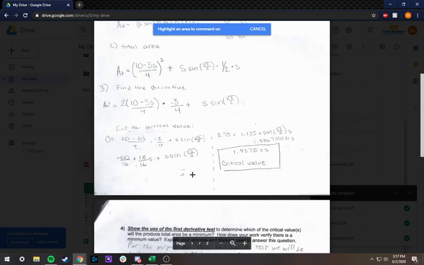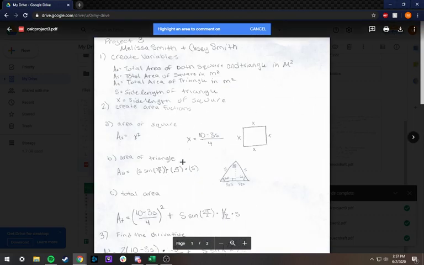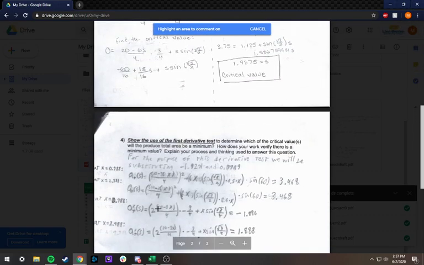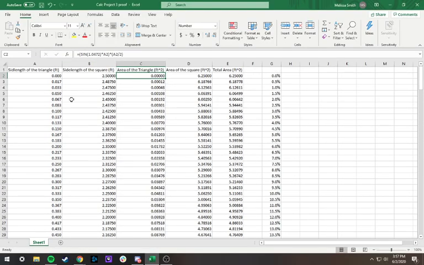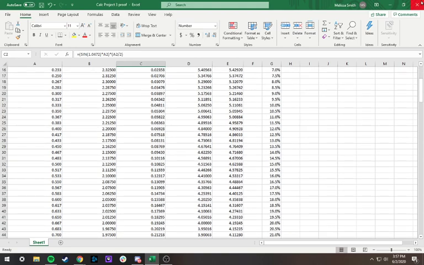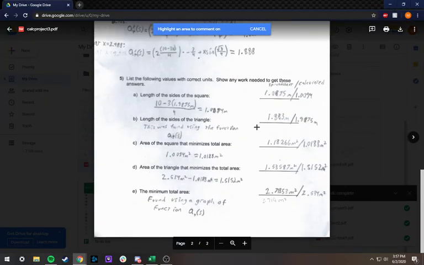And I'm pretty sure on the Excel sheet, the area is all marked as feet, but it should be marked as meters. That's our bad. Yeah, I did that a little bit too early in the morning.